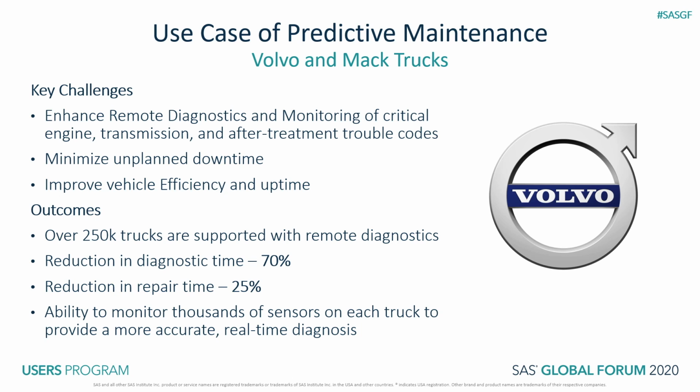So using SAS analytics, Volvo is able to achieve the following. They're able to apply these analytics to over 250,000 trucks. They're able to achieve a reduction in diagnostic time by 70% and a reduction in repair time by 25%. And they continuously are able to leverage thousands of sensors, creating new analytics to continually improve their capability in providing predictive maintenance for their customers.